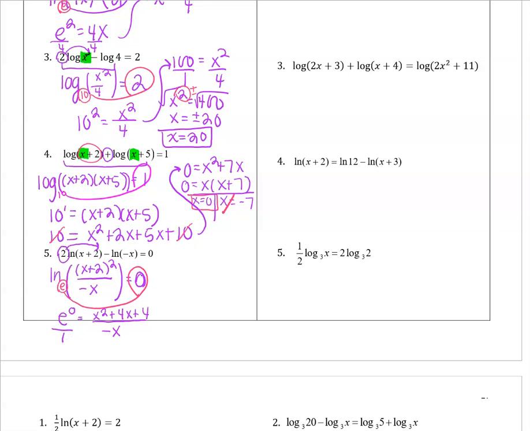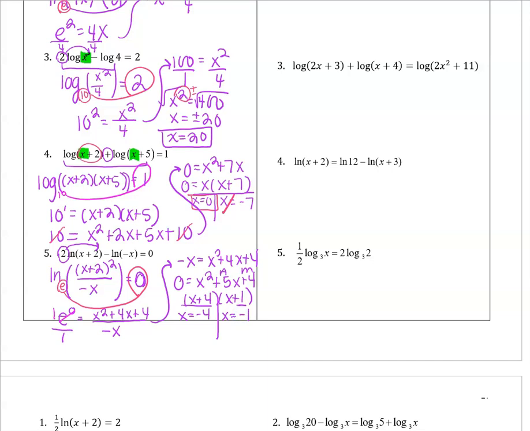Now, fret not, anything to the 0 power is equal to 1. So in order to solve this, guys, with cross multiplication, I'm ending up with -x is equal to x squared plus 4x plus 4. Okay, so when I add over the x to set it equal to 0, I'm now going to look to factor. And I'm getting two potential solutions, x equals -4 and x equals -1.